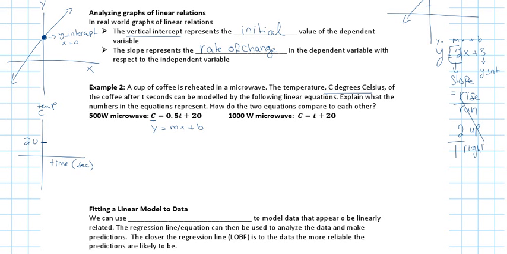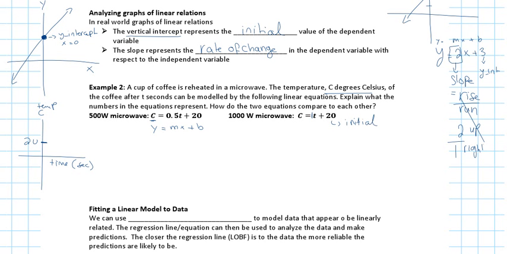Okay? Good. Now, if I look at the second equation, what's the slope here? What do I put here if there's no number in front of the T? 1. Now, what's the initial temperature for the second equation? What's the initial temperature here? 20. So it did not change, right? Good. Now, what's going to happen to the temperature of the coffee for every second I put it in the microwave? Go up by 1. It's going to go up by 1 degree.